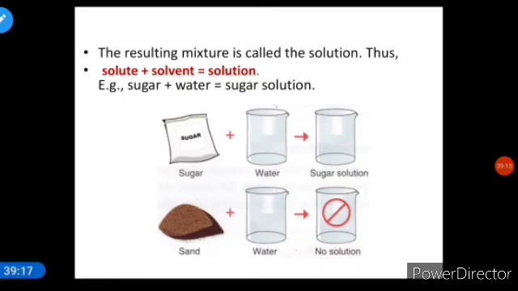But here is the sand and there is water. No solution is formed. Why? Because sand does not dissolve in water. And for a solution, what is necessary? The substance must be soluble in nature. Okay, then a solution forms.